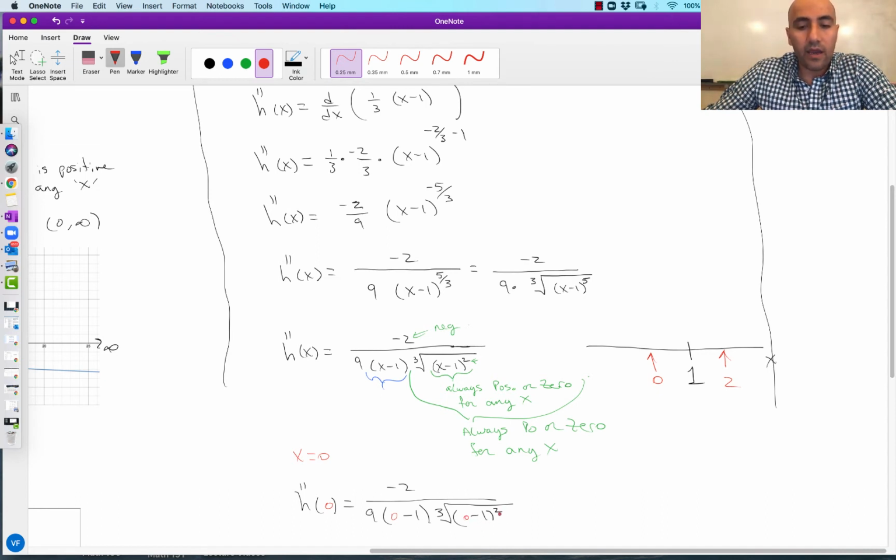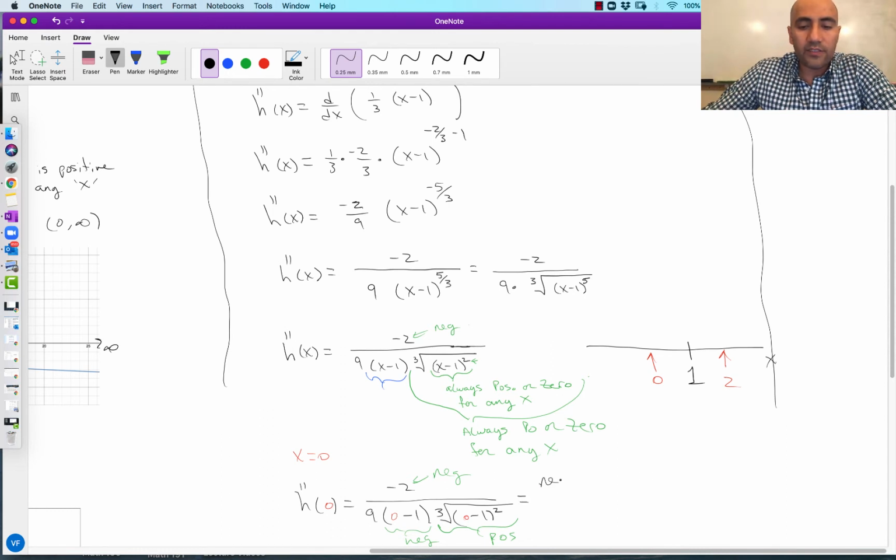Squared is going to be a positive. The cube root of a positive is going to be a positive. So as we established before, this thing is always going to be a positive. And then this is a negative, obviously, constant. And then 0 minus 1, that's going to be a negative. Right, so I don't really even care what the actual value is. I'm just trying to establish if this is positive or negative.